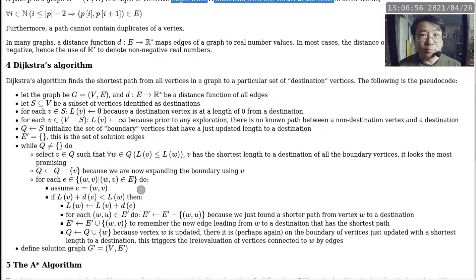Not always, because if G is representing a linear graph, basically A goes to B, B goes to C, C goes to D, then E is going to be the same as E prime, because there are no alternatives to talk about in that case.